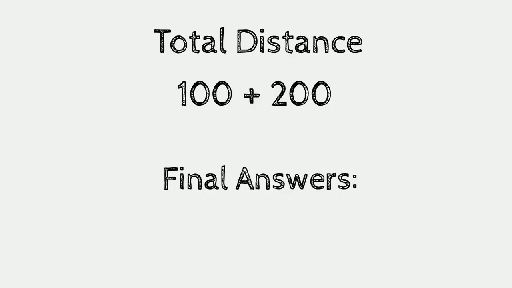Finally, we add the distances from both stages. 100 meters plus 200 meters gives a total distance of 300 meters. So the final answers are: the total time from start to stop is 30 seconds, and the total distance traveled is 300 meters.